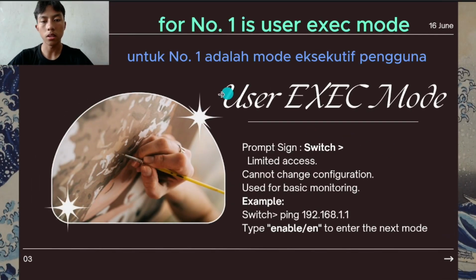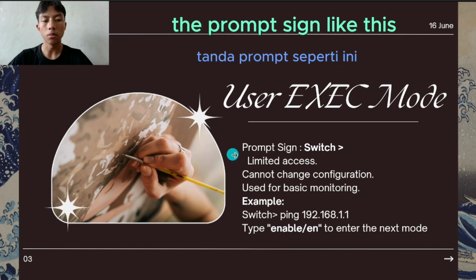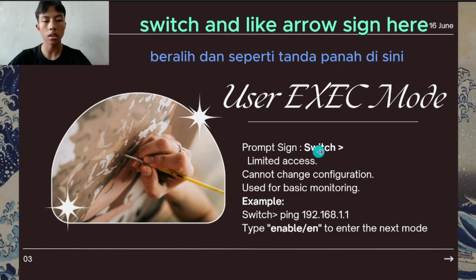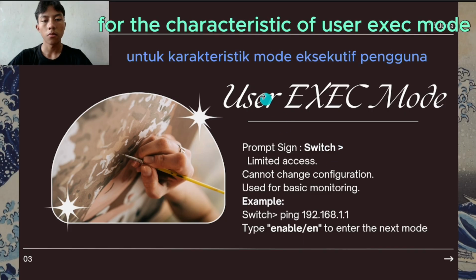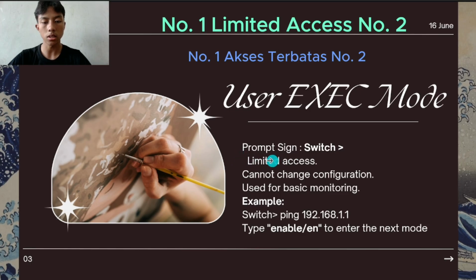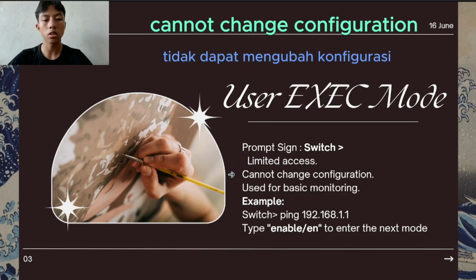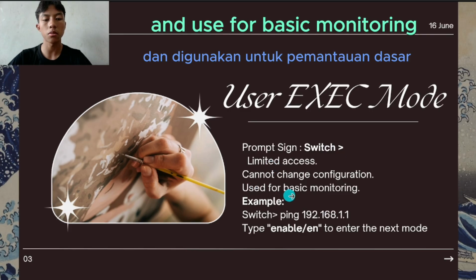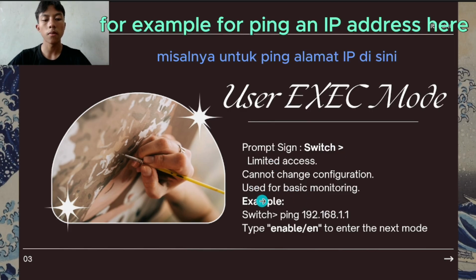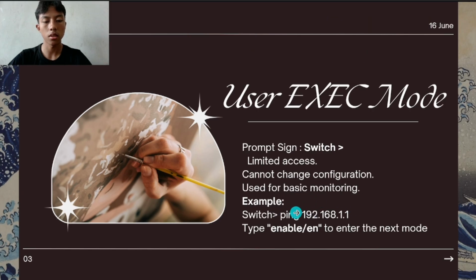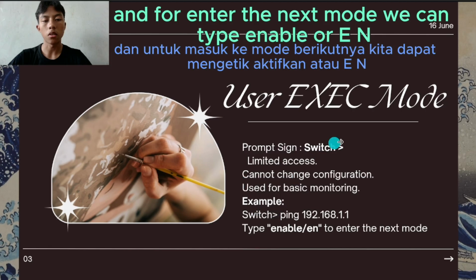Number 1 is user exec mode. The prompt sign looks like this, Switch and an arrow sign here. For the characteristics of user exec mode, number 1, limited access. Number 2, cannot change configuration and used for basic monitoring, for example, to ping an IP address here. And to enter the next mode, we can type enable or en.